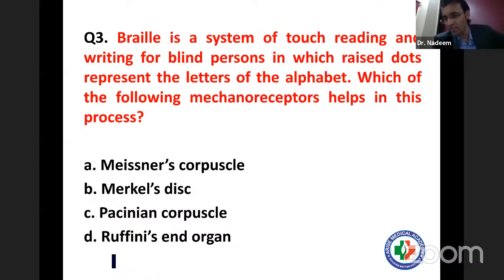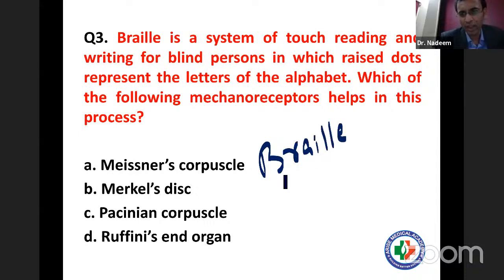Which mechanoreceptor is helping blind people to read Braille? See, this is the system, right? Braille lipi, they call it in Hindi. So what is happening there? You might have seen blind people; they will touch, and after that they will understand.